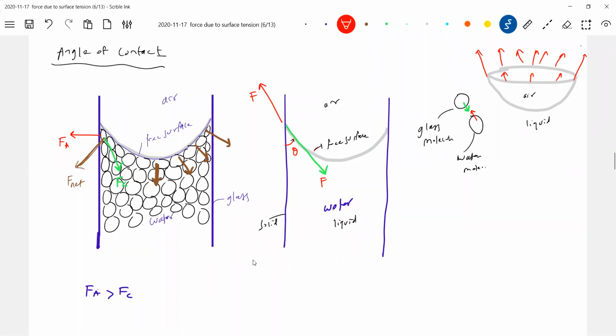Able to make it out? This will be what happened? The glass will exert a force. Now this theta I'll call the angle of contact. Look at it, it is, shall we call, acute? So how do we define the angle of contact?